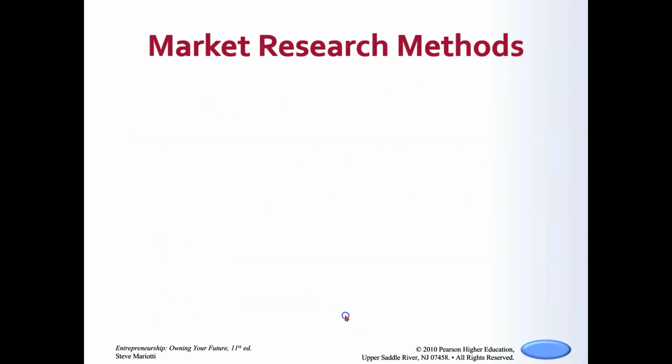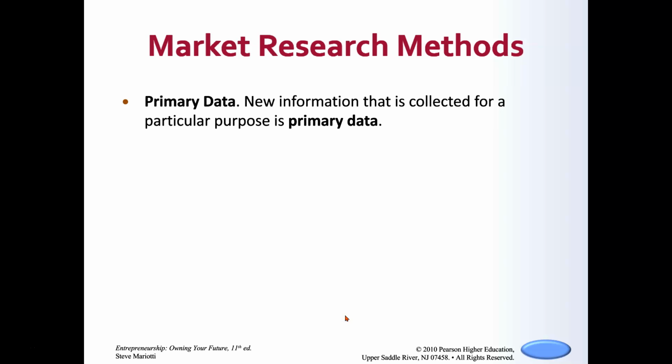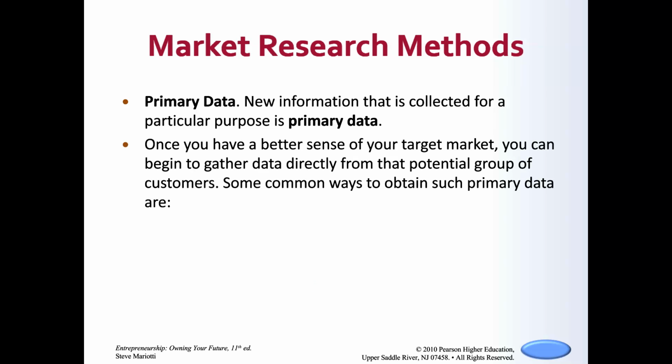The next type of data is primary data. Primary data is new information that's collected for a particular purpose. There are certain techniques that you can use to get data for the first time. The only thing is that when you are collecting primary data, it is expensive because you're getting that directly from the potential group. So you have to take time to go interview people.